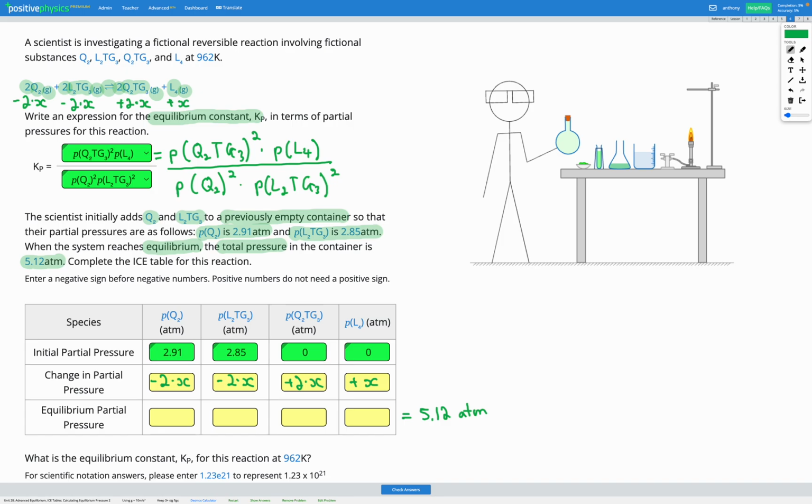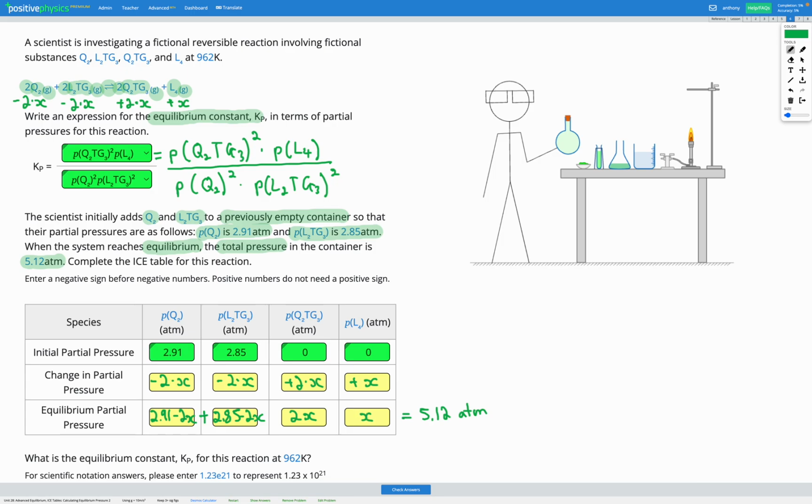Okay, now we don't have any columns where we know both the initial and equilibrium partial pressure. However, we do know the total pressure in the container at the end. So my next step is going to be writing an expression for my equilibrium partial pressure for each of my compounds so that I can use that together with the total pressure to figure out what x is. So here it's going to be 2.91 minus 2x, because we're taking our initial and we're adding our change. For L2TG3, it's going to be 2.85 minus 2x. For Q2TG3, it's going to be 0 plus 2x, which is just 2x. And for L4, it's going to be 0 plus x, which is just x.